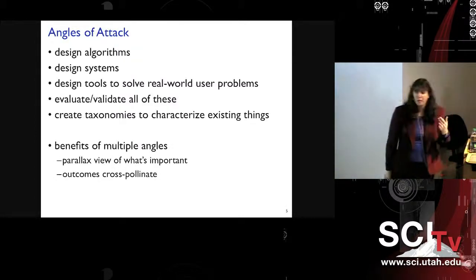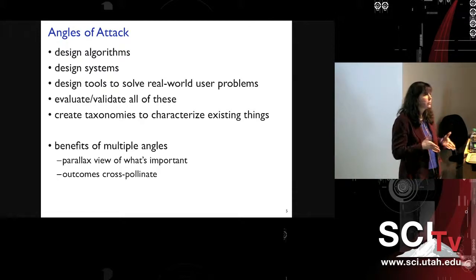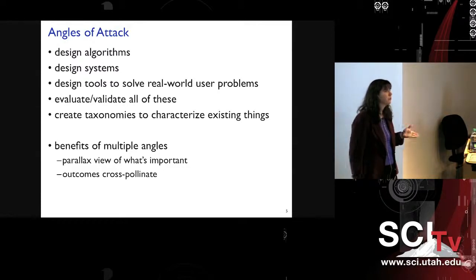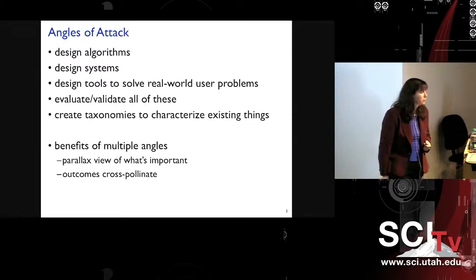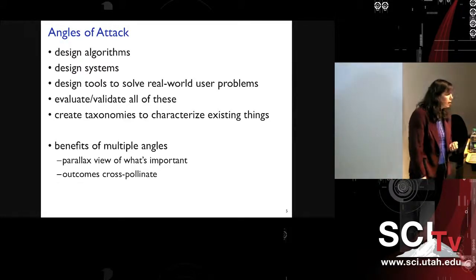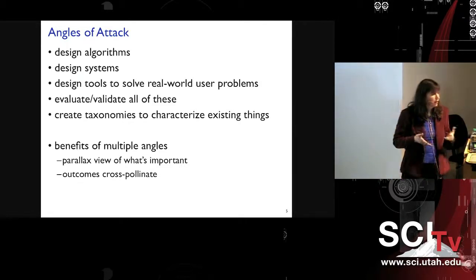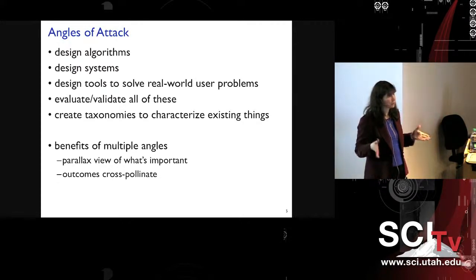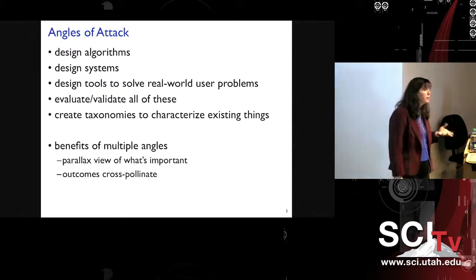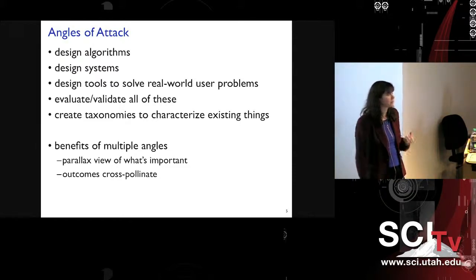So, back to my title with angles of attack. What am I talking about? Well, I'm going to talk about ways of attacking this problem that include designing better algorithms, designing systems, designing tools specifically to solve the problems of some real world end user, ways of validating or evaluating whether or not any of these worked, and also creating taxonomies to try to characterize some existing work. So my argument, which I'm going to try to hopefully prove to you over the course of this talk, is that there are benefits from attacking in these multiple directions, that it gives you a parallax view, and that you can have the outcomes from these different approaches cross-pollinate with each other.